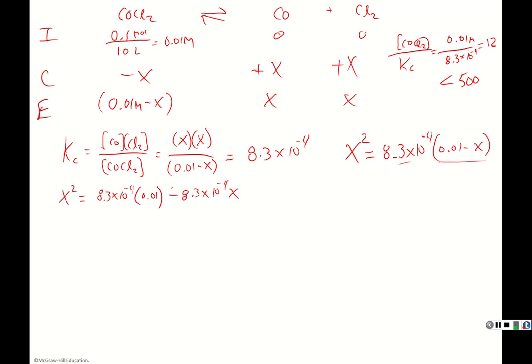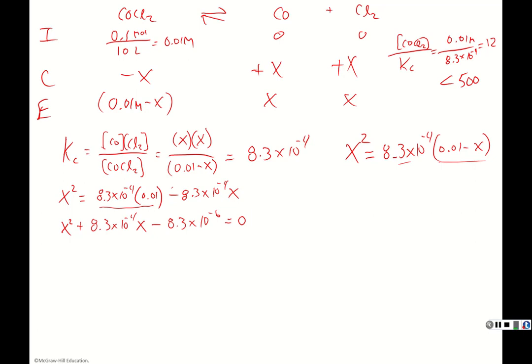Now we'll keep x squared on that side, subtract the stuff from the other side on both sides, and what would we get? We'd get x squared plus 8.3 times 10 to the minus 4 x minus 8.3 times 10 to the minus 6, because that's what that would equal. And all of that would then be equal to 0.